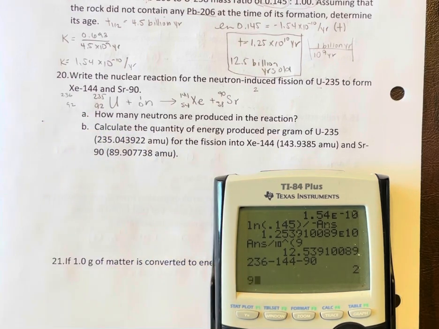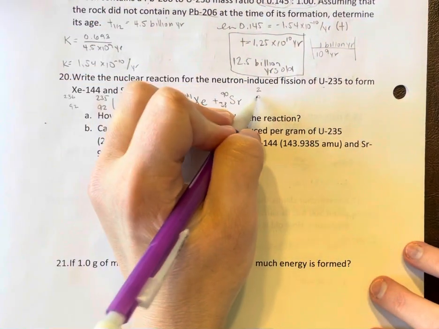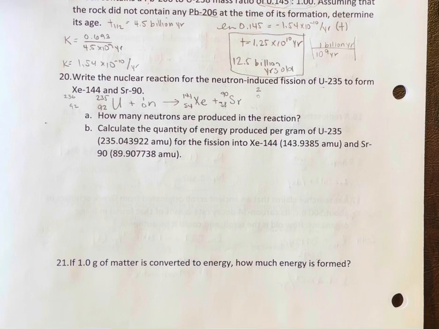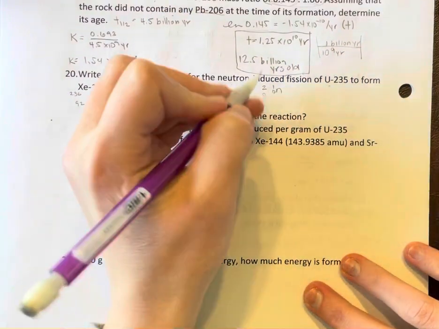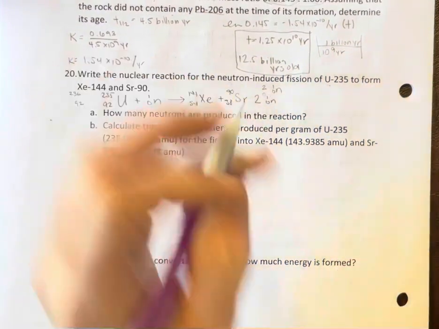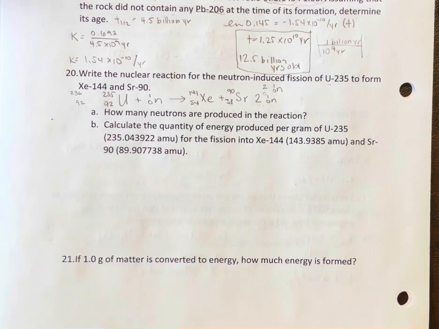And now let me take my 92 protons, 54 and 38. None of them left. So my charge is balanced, but I need to come up with 2 more atomic mass units. Well, I don't have a single particle that weighs 2 atomic mass units and has no charge. But what do I have in my set of tools? I do have a neutron. So what if I said I use 2 neutrons? How about that? So you just put a coefficient in front of that.